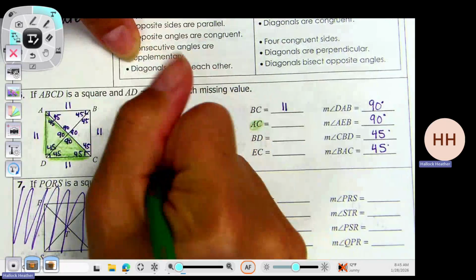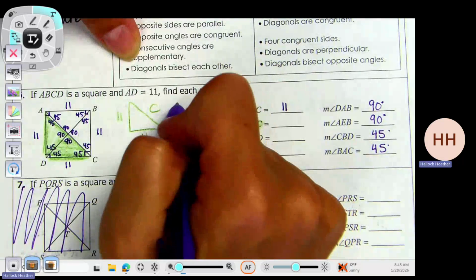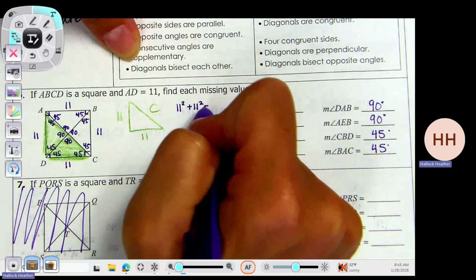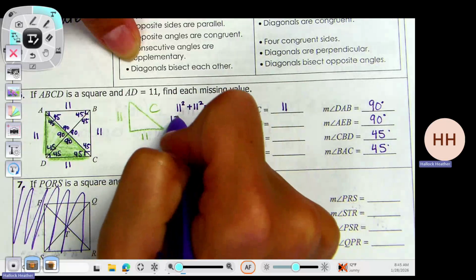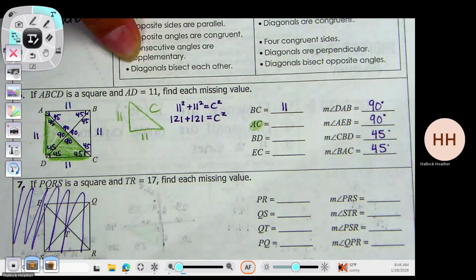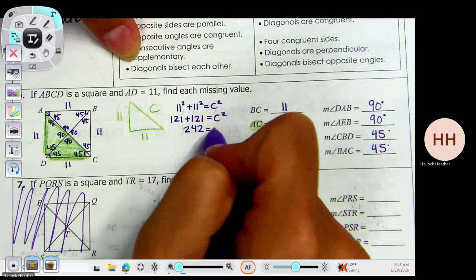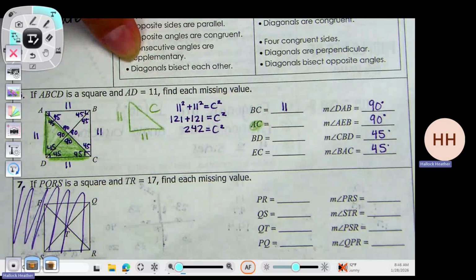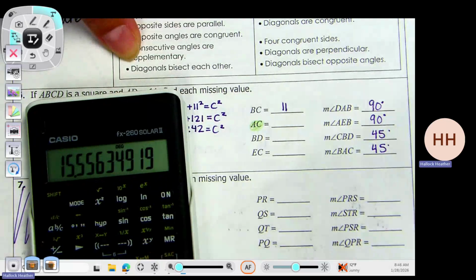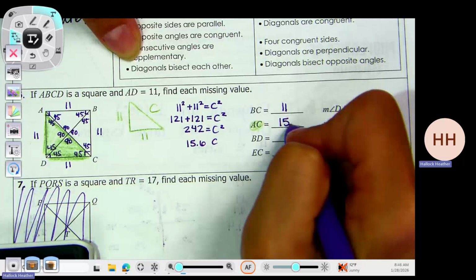So we have 11 as our height, 11 as our base. We have to find C for the Pythagorean theorem. So 15.56, so 15.6. So that whole distance is 15.6.